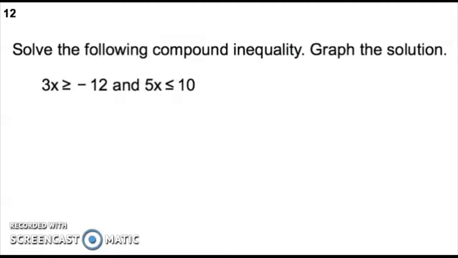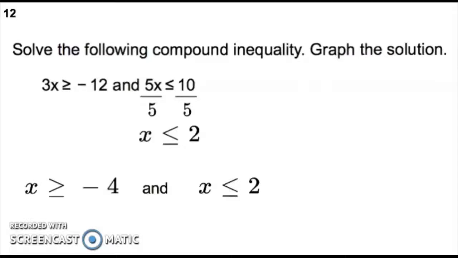12. It says solve the following compound inequality and graph it. So you have 3x is greater than or equal to negative 12, and 5x is less than or equal to 10. Now we have AND, so that means it's a conjunction. So let's solve the first one on the left first. Divide both sides by 3, you get x is greater than or equal to negative 4. Then we divide both sides by 5 for the second one, and we get x is less than or equal to 2. So the answer would be x is greater than or equal to negative 4, and x is less than or equal to 2.